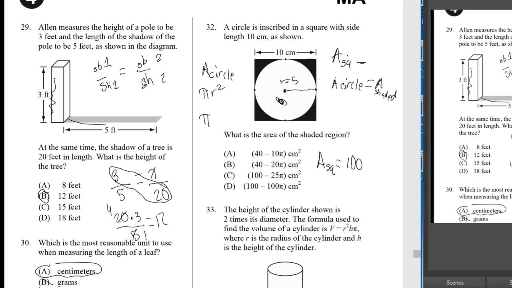So pi times 5 squared. Notice I'm not putting in 3.14 for pi. You're not allowed a calculator for this exam, so you're likely going to keep everything in terms of pi. So I'm going to get 25 pi. So the area of the shaded region is 100 minus 25 pi. Boom. There's that. 100 minus 25 pi. So you should get C there.